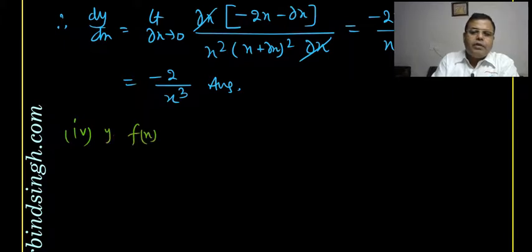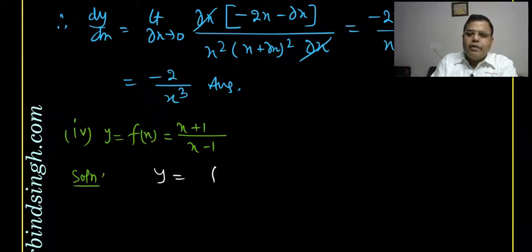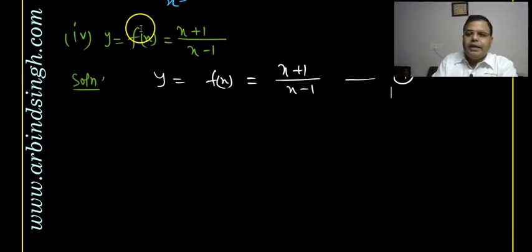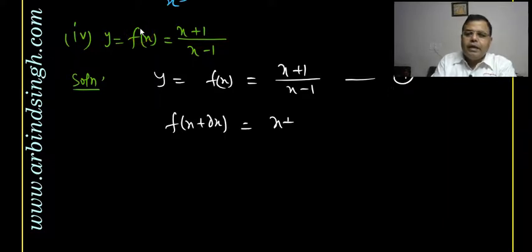fx is defined as x plus 1 upon x minus 1. So here, solution: we'll write y is equal to fx, and fx is equal to x plus 1 upon x minus 1. This is the first one. Now what is fx plus delta x? Wherever there is an x, we will write x plus delta x, so fx plus delta x is equal to x plus delta x plus 1 upon x plus delta x minus 1. This is the second equation.